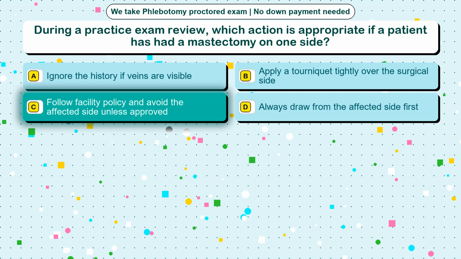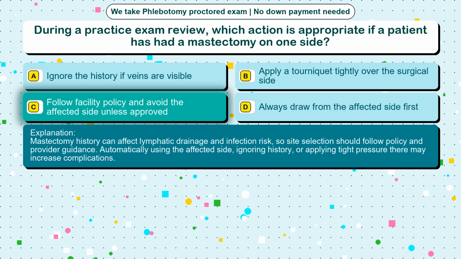The correct answer is option C. Follow facility policy and avoid the affected side unless approved. Mastectomy history can affect lymphatic drainage and infection risk, so site selection should follow policy and provider guidance. Automatically using the affected side, ignoring history, or applying tight pressure there may increase complications.